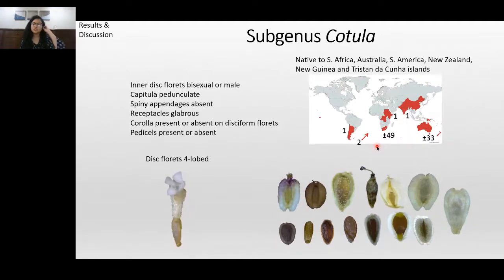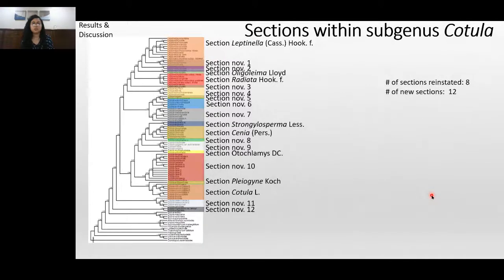This subgenus is quite variable, with a surprising amount of floral diversity. And as you can see over here, this is just some of the seeds of only some of the species, and you can see it's quite diverse. Okay, so subgenus Cochlea will be divided into sections. All these sections are monophyletic and have morphological characters to back them up. There are 8 sections that are reinstated, and 12 new sections will be introduced.